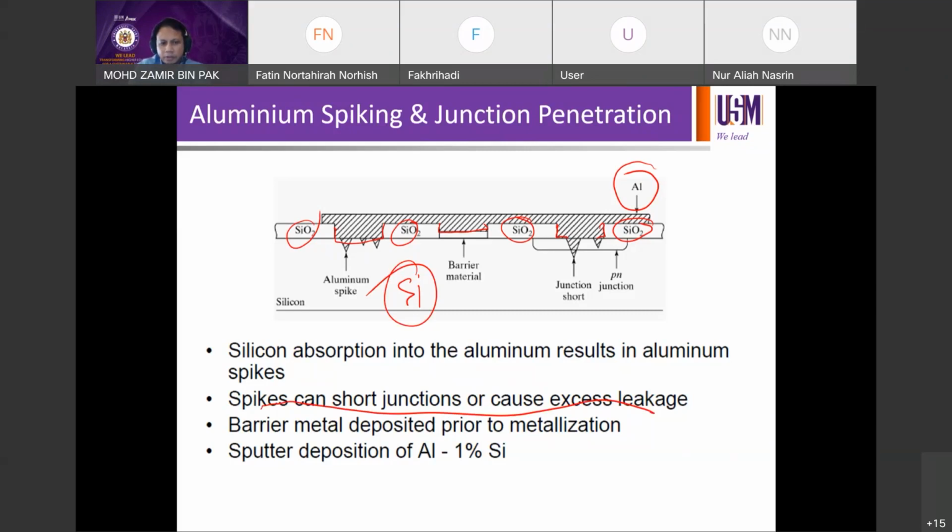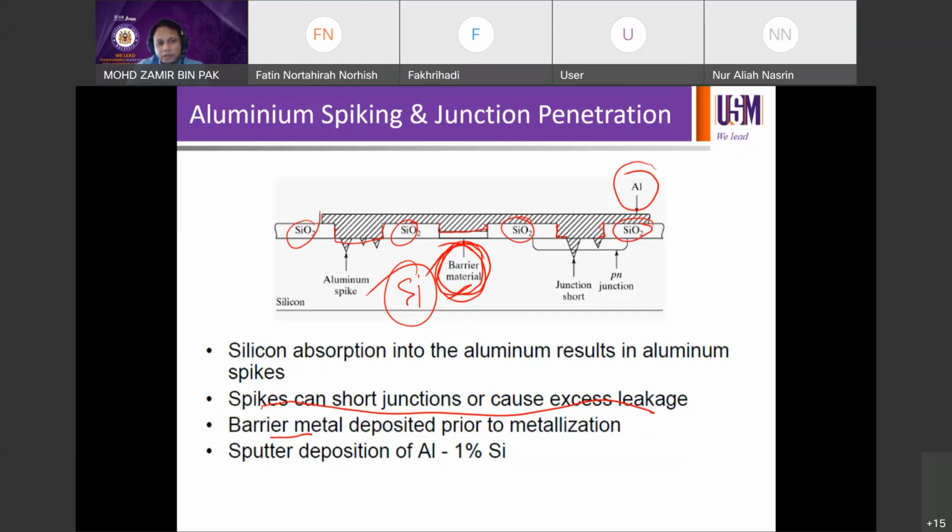Right, barrier metal deposited prior to metallization. In order to prevent this, what you can do is deposit a metal barrier, but it cannot be too thick, because it's not so good in terms of conductivity, right? Barrier metal is not entirely insulator because it is metal after all. It's just that the conductivity is not as good as the original aluminium on silicon, because you need to have a material in between, right?